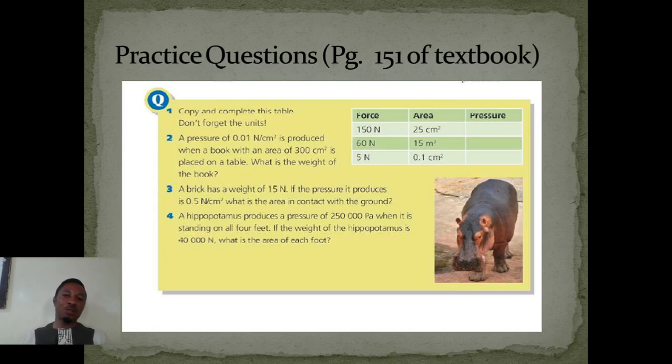Now, the practice question, page 151 of your textbook. Guys, you've seen the review and you've seen some of the things we talked about. You're going to employ the skills now to solve this problem, okay?